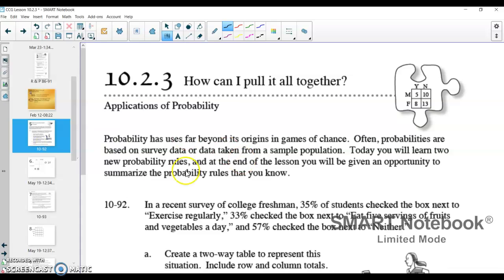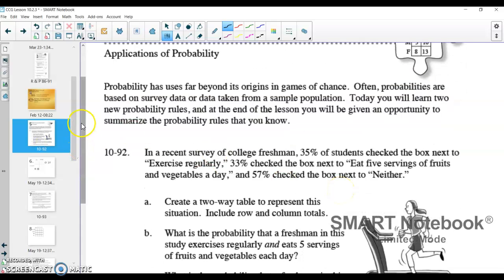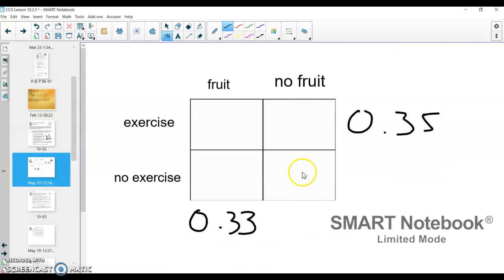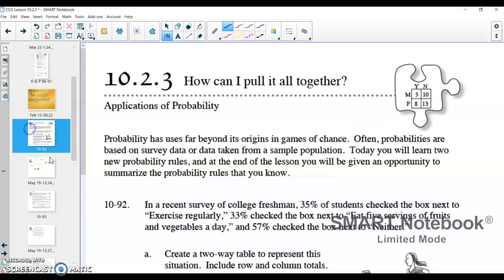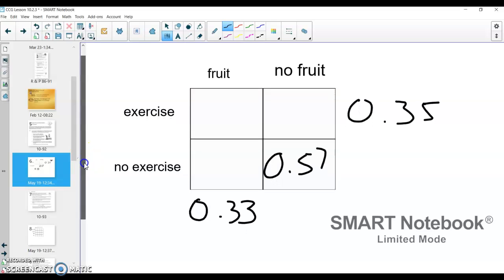The last one, we have 57% check the box next to neither, meaning they're not eating fruit and they're not working out. And actually, that is a box in here. So I put a 0.57 in this box because they are not exercising and they're not eating fruit.